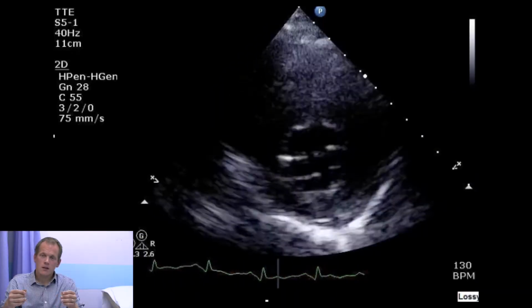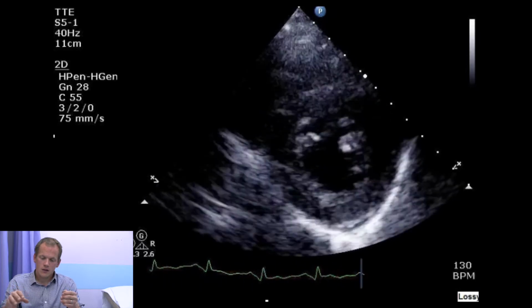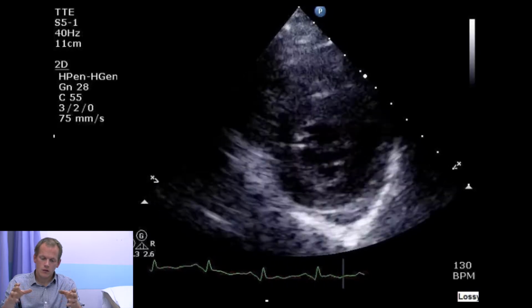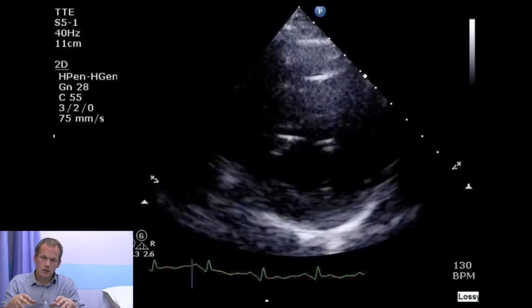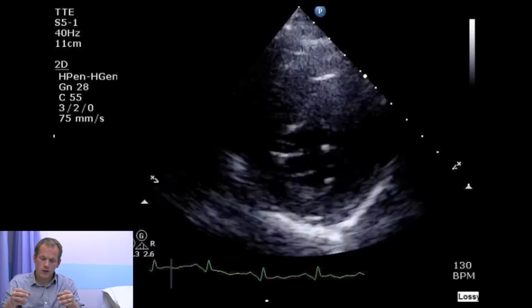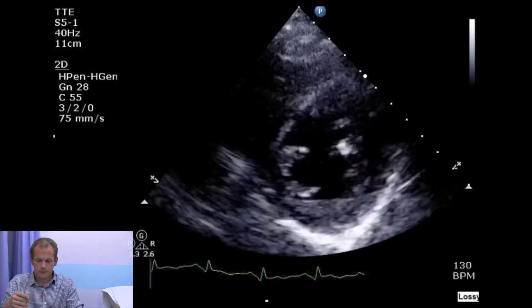Again, this is another parasternal short axis of the same phenomenon. So you can see the heart oscillating around in the image, and you can also see the walls of the LV almost collapsing. You could argue that this is at the mitral valve level rather than the papillary muscle level, but you can see what's going on. It's a relatively easy sign to spot.